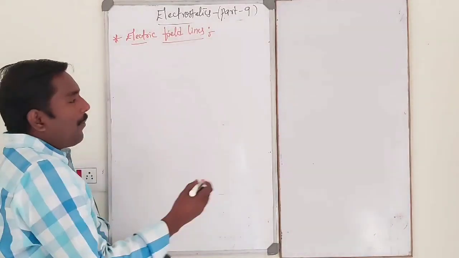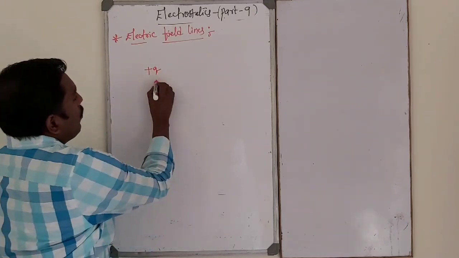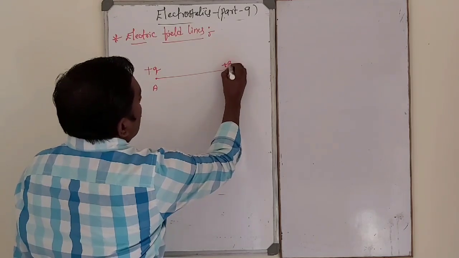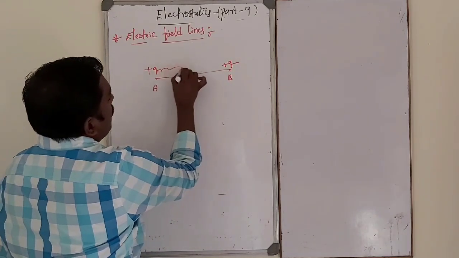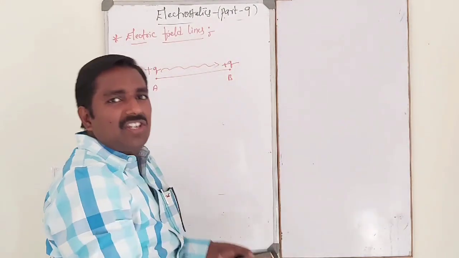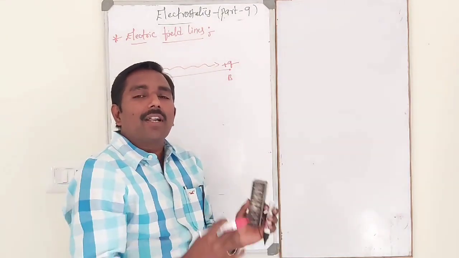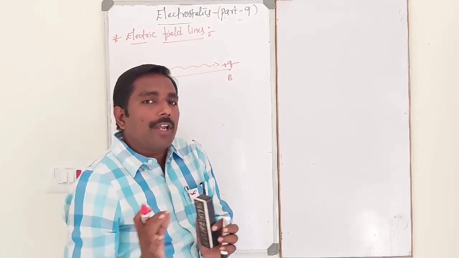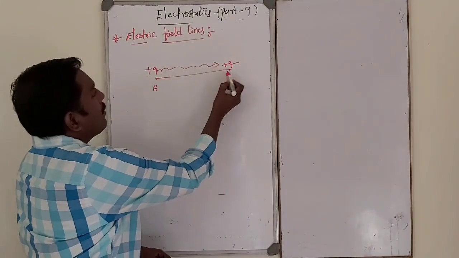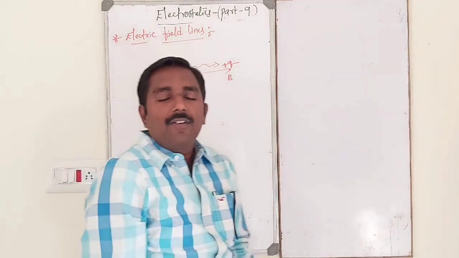Suppose, dear students, this is a unit positive charge moving from point A to point B. Imagine that a track will be formed behind it. Whenever a unit positive charge moves from one point to another point inside the field, the track that is created is nothing but an electric field line.